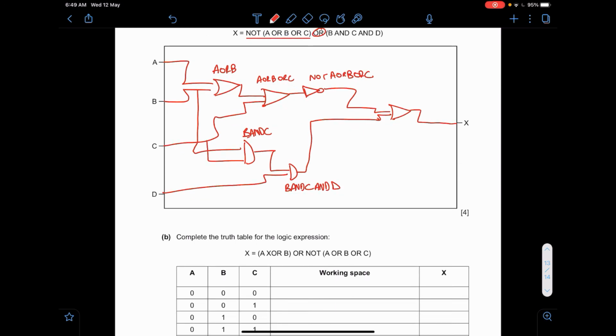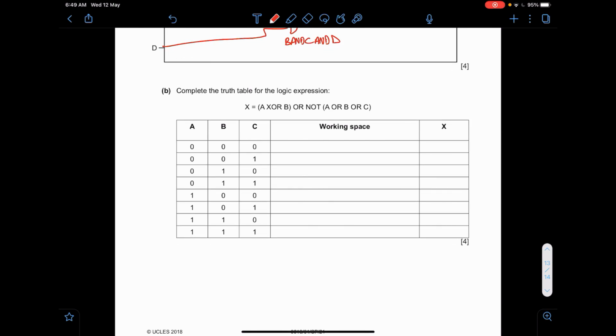Okay, so now we have to complete the truth table for this logic expression. Okay, so this is A XOR B, or NOT (A or B or C), right? So how are we going to go about it? I'm just going to label this as D. So for an XOR, we need to be aware that XOR is only 1 when either of the bits is 1, right? So it's going to be 1 here and 0 on the remaining ones, right? And now we're going to name A or B as E. So 0 0 1 1 1 1 1 1.